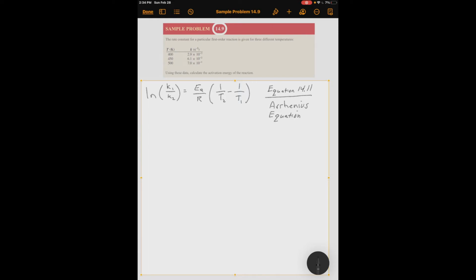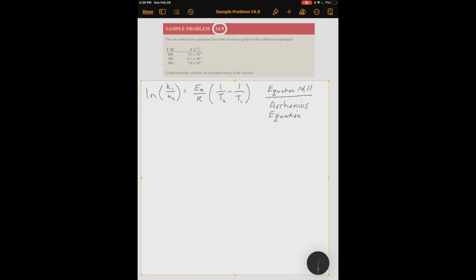Now, if you take the ratio of these rate constants, it's equal to the activation energy, E sub A, divided by the universal gas constant, R, times 1 over the second temperature minus 1 over the first temperature. So for this one, what they ask us to do is to use the data and calculate the activation energy, or E sub A. So you have a choice. You could pick any 2 sets, but I'm going to pick the first 2 sets.